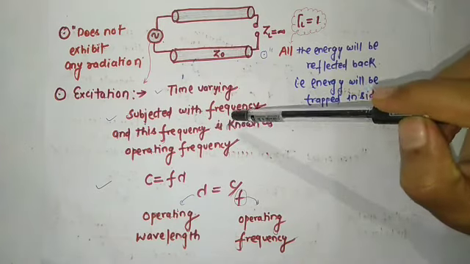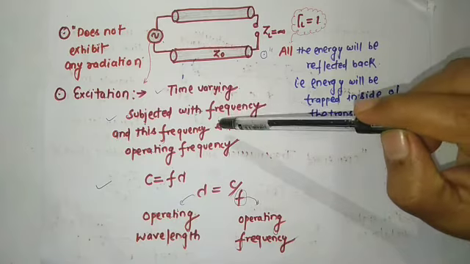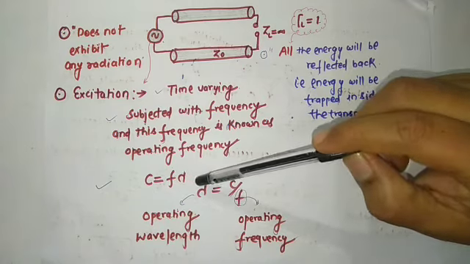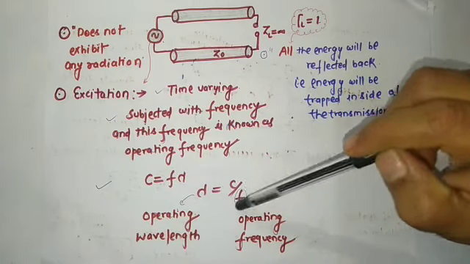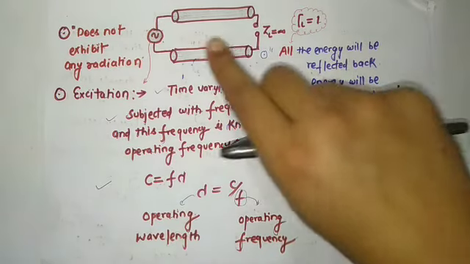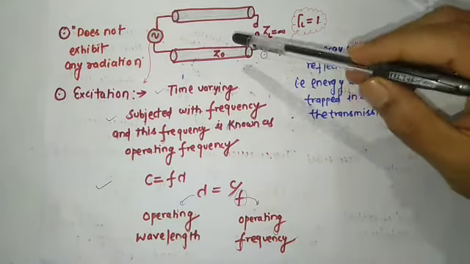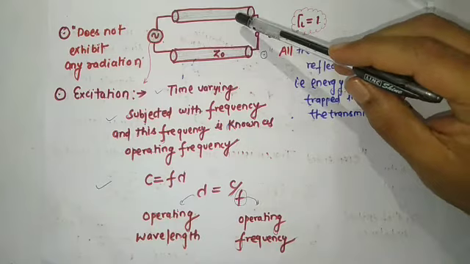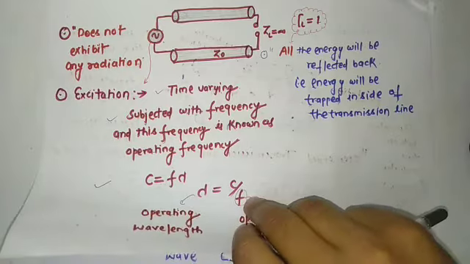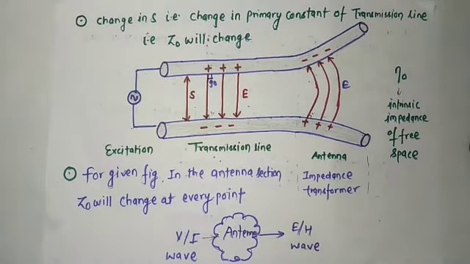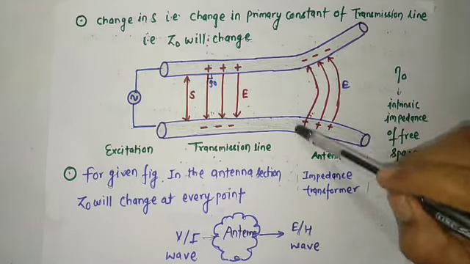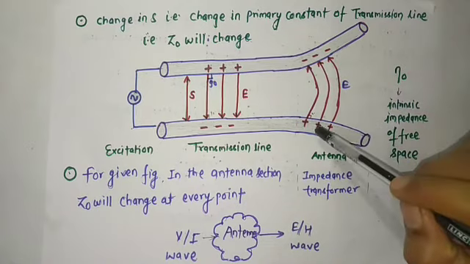That frequency is known as operating frequency. And how can we calculate the operating wavelength? The well-known equation is C equal to frequency into lambda. With the help of this equation, we can calculate operating wavelength. So far we have found that the open-ended transmission line does not exhibit any radiation. Now I want to make antenna with the help of transmission line. Look at this structure. This is also an example of open-ended transmission line.